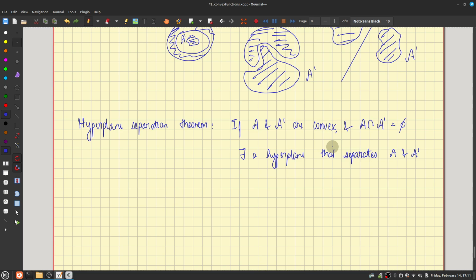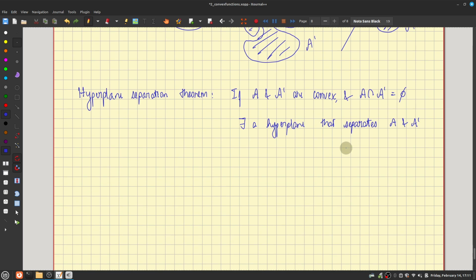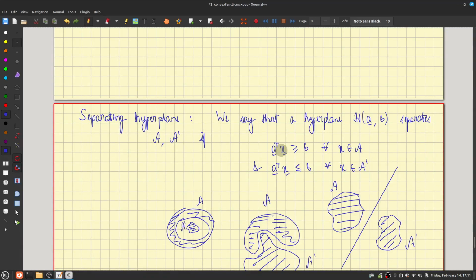Complement of a half space does not have this boundary. Which one? A half space. That's okay. So I don't restrict A and A prime to be closed. It's okay if they're open also. The only requirement I have is that the intersection be empty. That's it. And also I have this sort of weak requirement that A transpose X should be greater than or equal to B for all X in A, and A transpose X be less than or equal to B for all X in A prime.